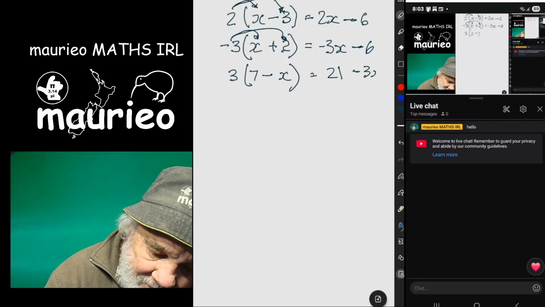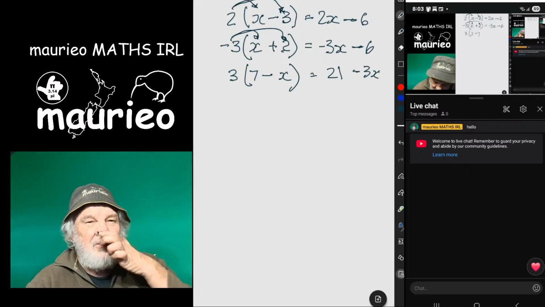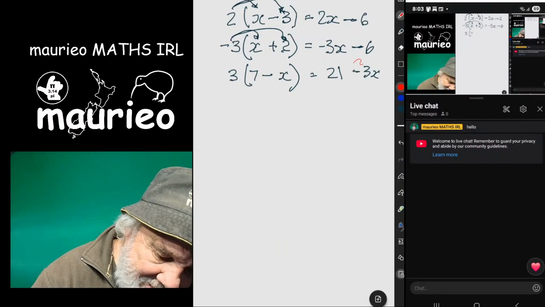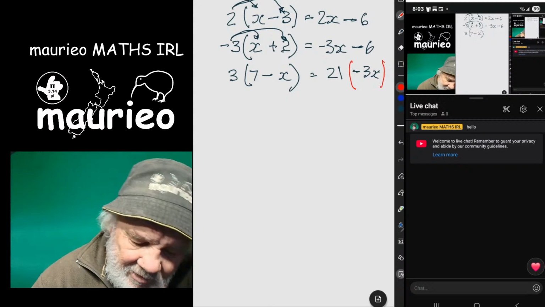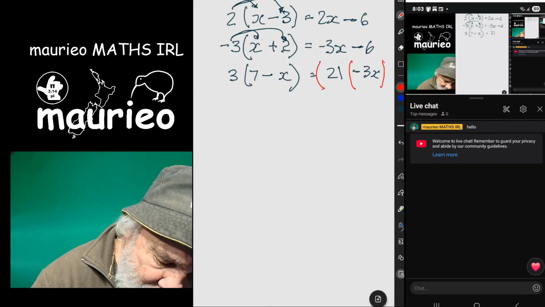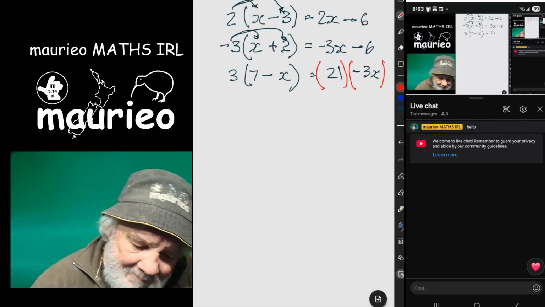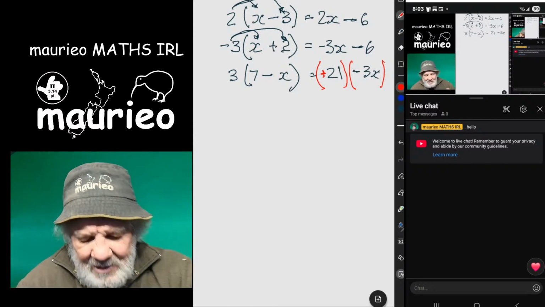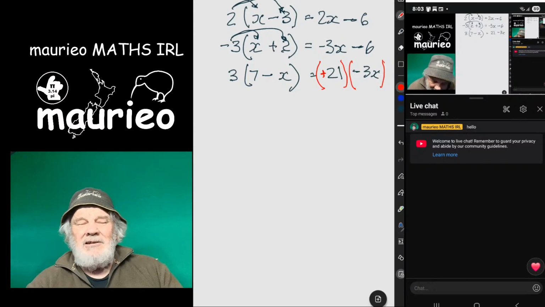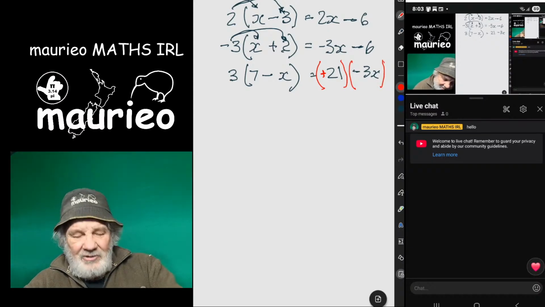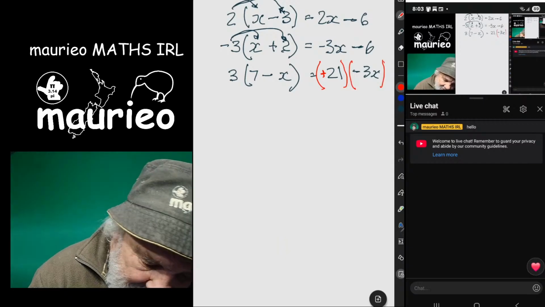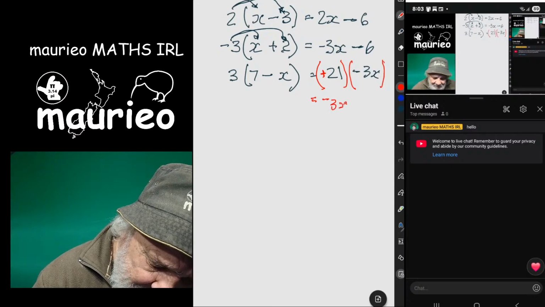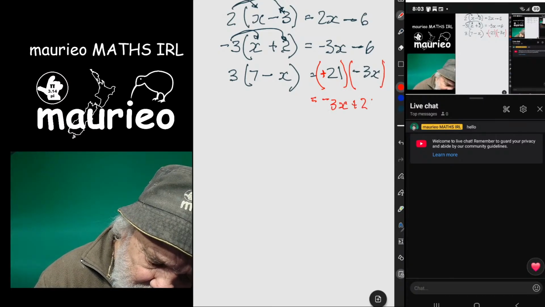Minus 3x. Now the thing to remember with these little expressions, they're like little packets, and they come together. So minus 3x comes there, the 21 comes there. If there's nothing there, you can assume it's positive. If there's a negative there, it's negative. And then you can rearrange it. So that'll equal, if you wish, negative 3x, but plus 21.